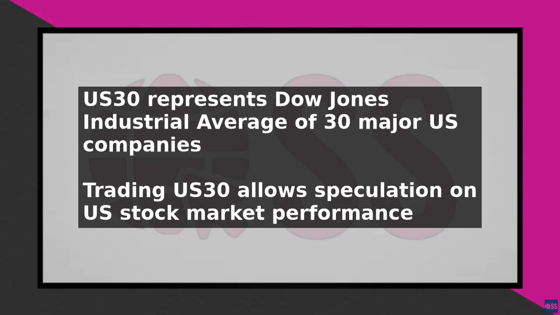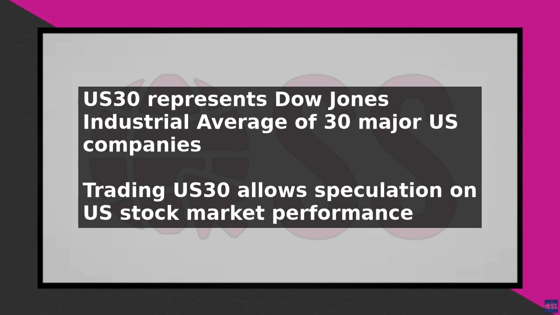To trade US30 on Oanda, start by understanding what US30 is. US30 is a stock market index that represents the Dow Jones Industrial Average, which is a widely followed index of 30 major U.S. companies. Trading US30 allows you to speculate on the performance of the U.S. stock market. First, you need to open an account with Oanda, a reputable online trading platform.